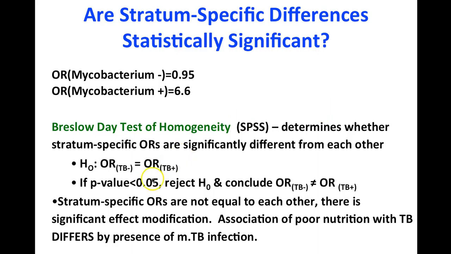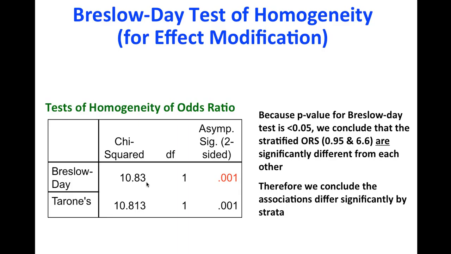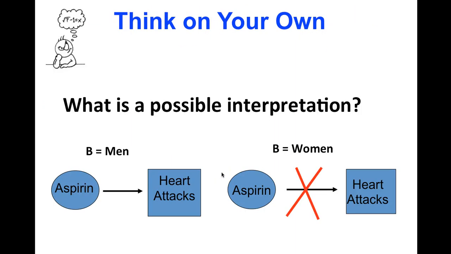Okay, if the p-value is less than 0.05, you likely have an effect modifier. If it isn't, then it's not an effect modifier. That doesn't mean it's a confounder or a mediator. It may not be anything in the relationship. You can't make that assumption. So that's how we do it. If this is less than 0.05, we conclude that the associations differ significantly by strata. Those two stratum-specific odds ratios are statistically significantly different from each other, and therefore we say that we have effect modification.